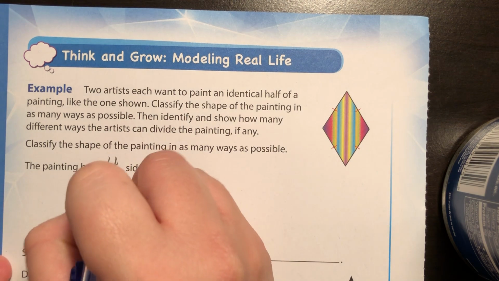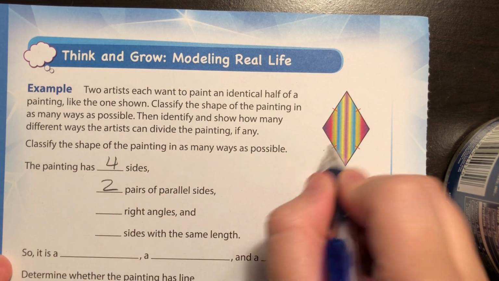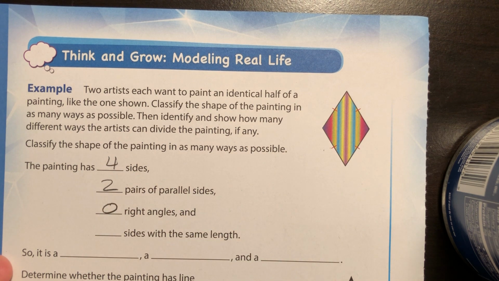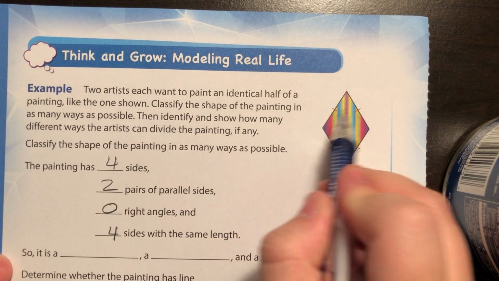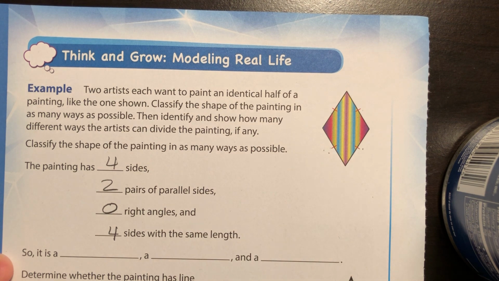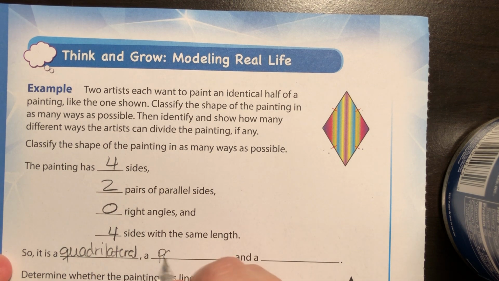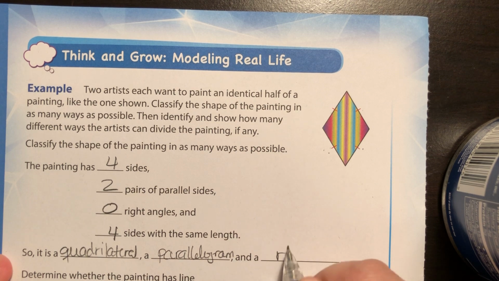This painting has 4 sides, okay? It has 2 pairs of parallel sides. It has 0 right angles because there's no squares in there. And 4 sides of the same length, and I know because they each have 1 dash, okay? So this is, first of all, a quadrilateral because it has 4 sides. It is also a parallelogram. In the more specific name, it is a rhombus.